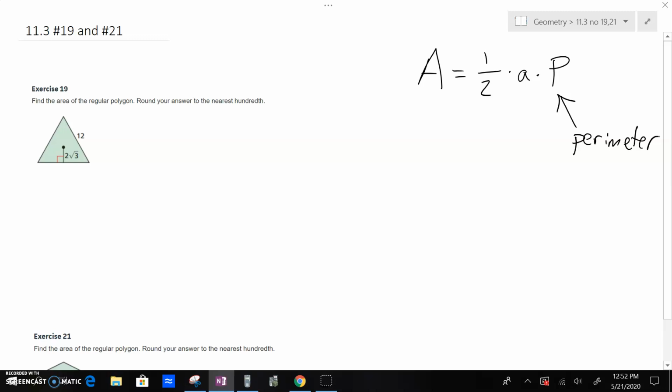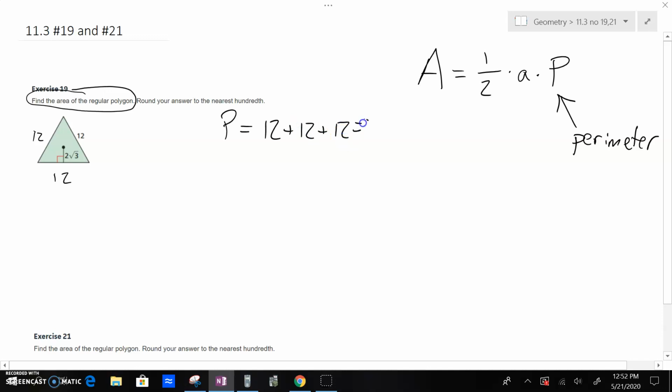And if the polygons are regular, which in both of these you'll see in the directions, regular just means all the sides are equal. So perimeter, once you know one side, you're just adding that up 3 times. So 12, 12, and 12, and that would be 36.